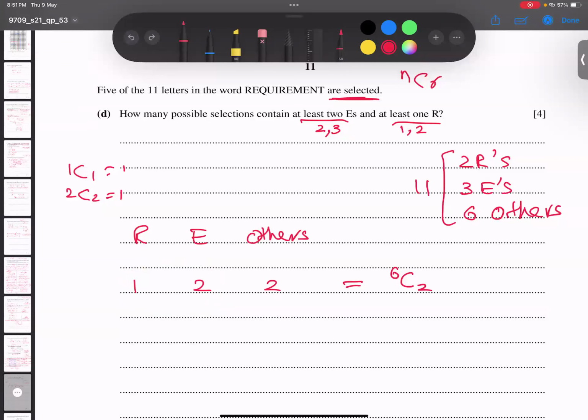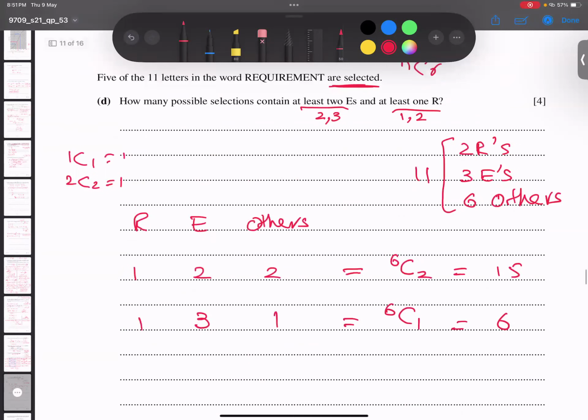Okay, now let's say I keep R as it is, 1, but E becomes 3. Then what happens? 3 plus 1 is 4, 4 plus 1 gives you 5. So this is a 1. So out of 6 others, I need 1. So 6C1. 6C1 is 6. You know it very well.